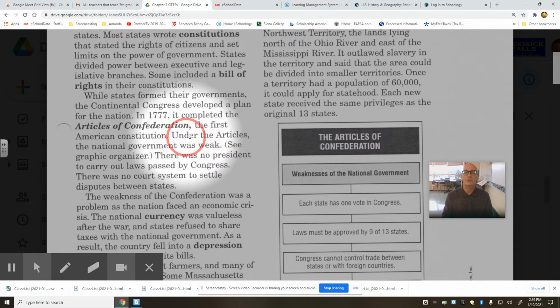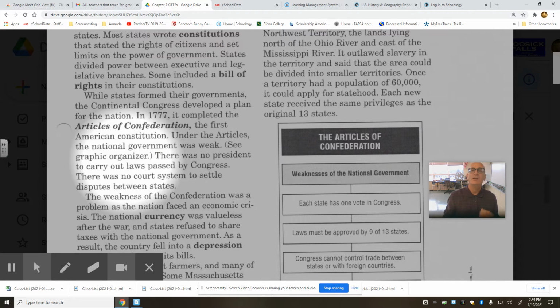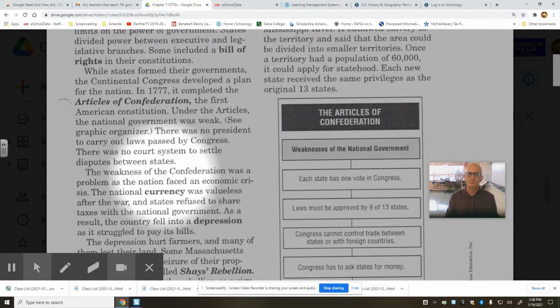Now, under the Articles of Confederation, the national government was weak. And we'll look at that in our graphic organizer. And this was done intentionally. They wanted a national government that was weak so as not to provide too much power to any one person or any one group. There was no president under the Articles of Confederation to carry out laws passed by Congress. And there was no court system to settle disputes between the states.